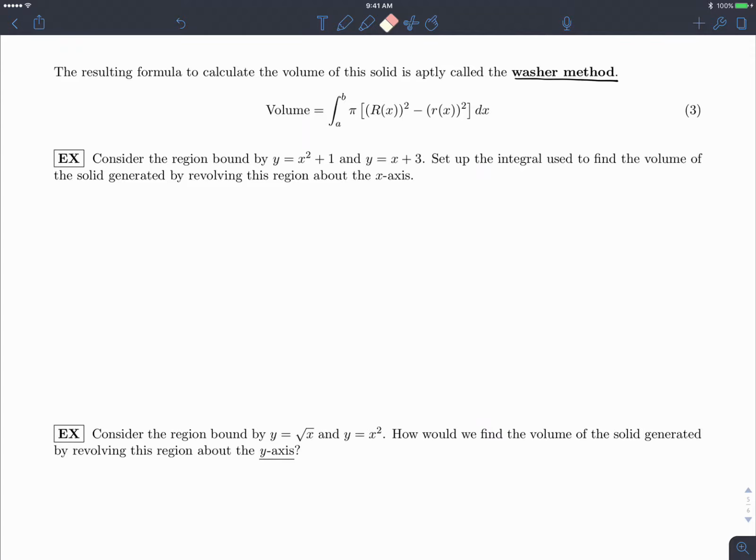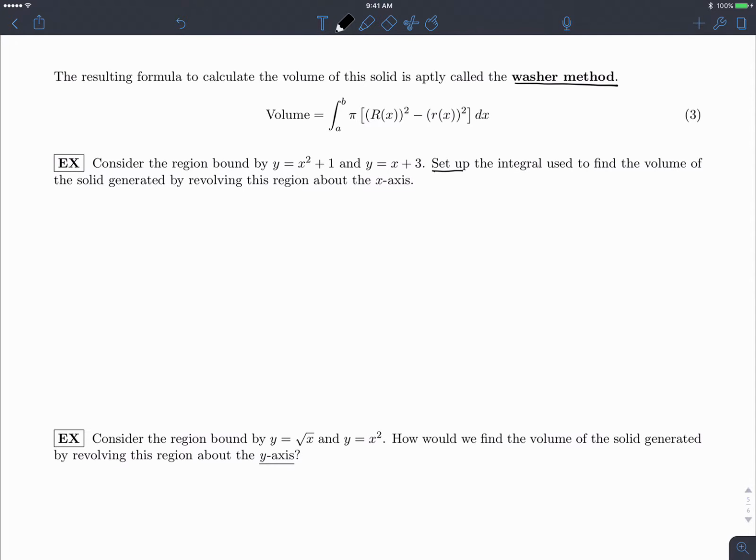So now that we've defined a formula for the washer method, let's look at a few examples on how we could execute this. In the first example, we're asked to consider the region bound by y equals x squared plus 1 and y equals x plus 3. And then we're going to find the integral. Really all we need to do is set up the integral in this case to find the volume if we rotate it about the x-axis.